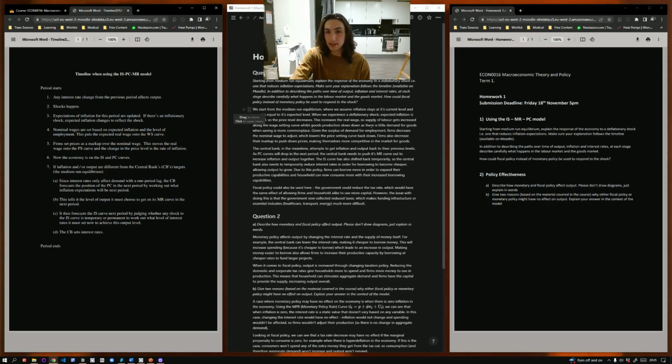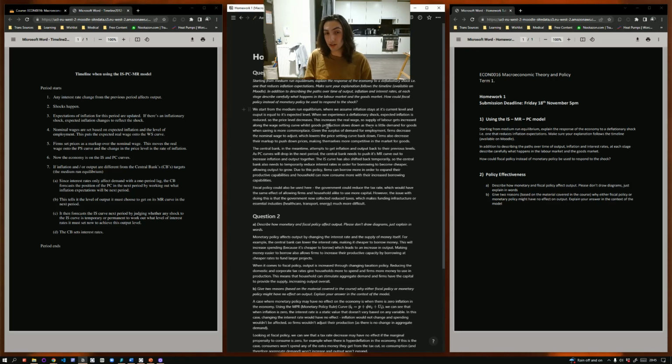Medium run equilibrium is when inflation is staying at its current level. So if I have inflation in this period of 4%, I'm expecting inflation to be 4% in the next period, and output we should expect to stay the same as well. Now, when a deflationary shock happens, our expected inflation changes to the level of deflation we currently are at. So if we have deflation of about -5%, it's going to be -5% next time. So the price level is going to decrease over that time.